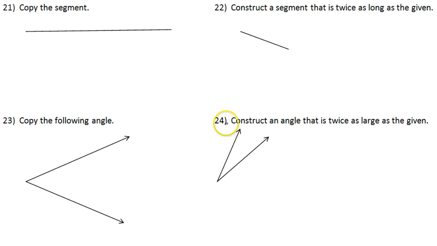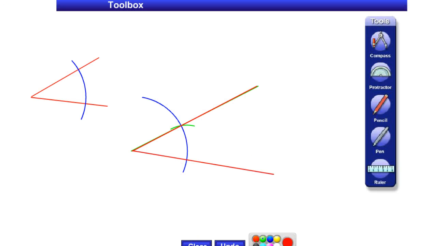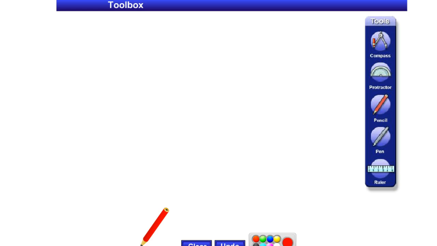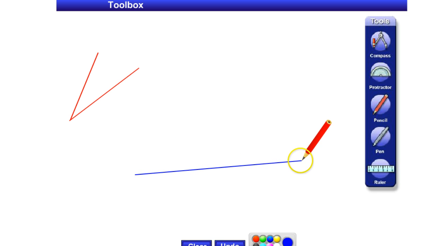Alright, so for number 24, we have to construct an angle that is twice as large as the given angle. Okay, so the way you do that. Alright, let's say this is my original angle, and now I want to construct an angle that is exactly twice as large. So first thing you're going to do is just draw yourself a segment, as long as you want.